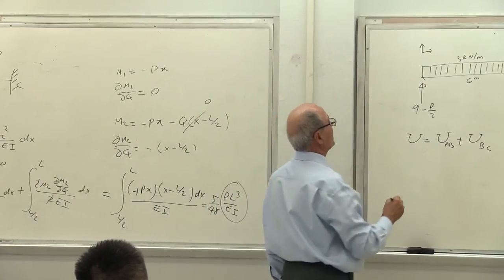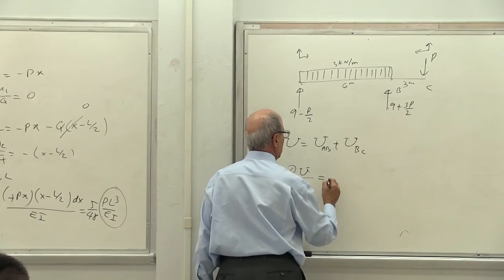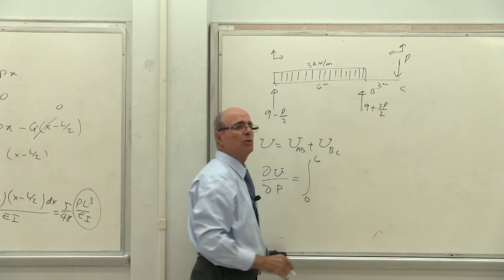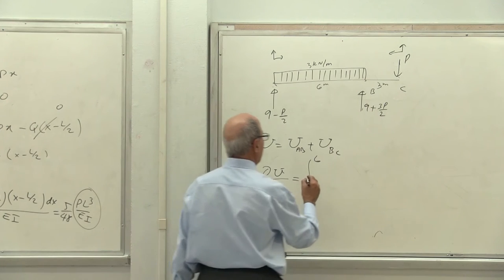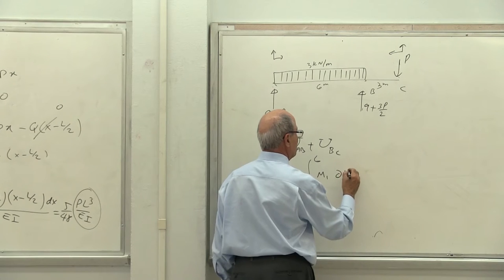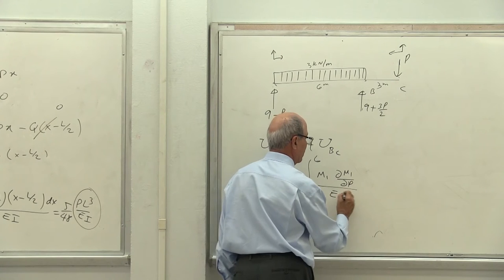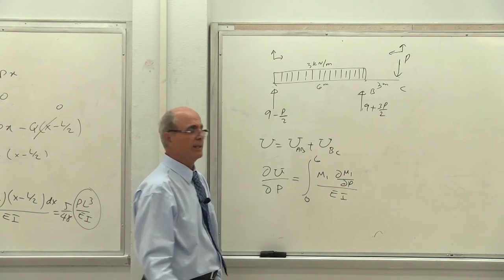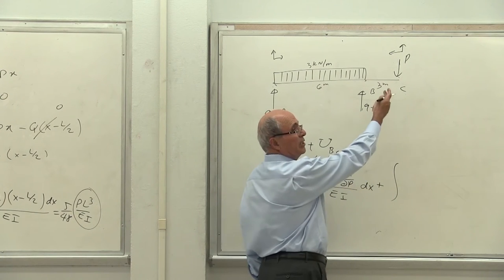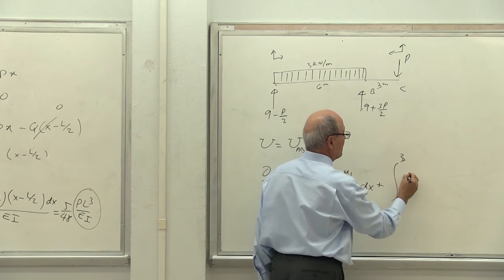So what I'm saying is that du by dp is equal to the integral, you are going from A to B, 0 to 6, of M1, yes or no? I've already done the derivative. M1, dM1 by dP, divided by EI only, yes or no? Yes? dx, plus the integral of what? Integral from 0 to 3. Very good. M2, whatever that is.